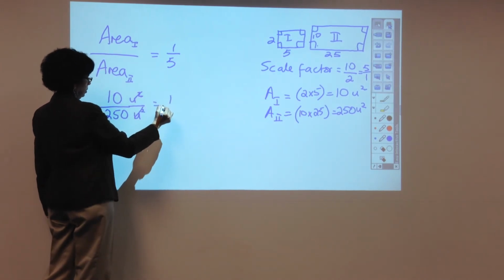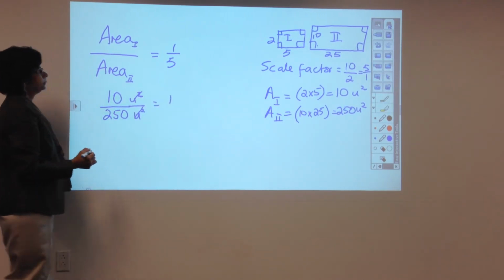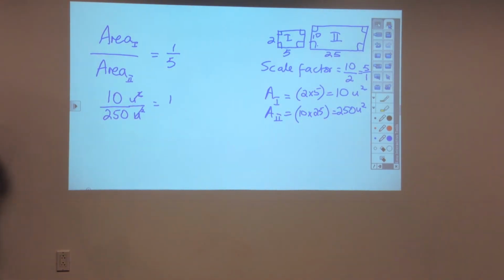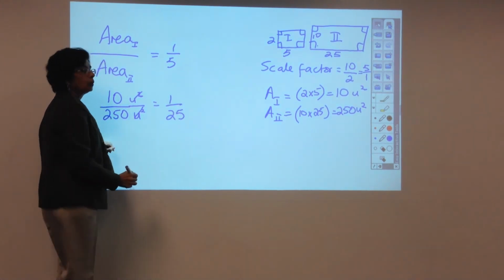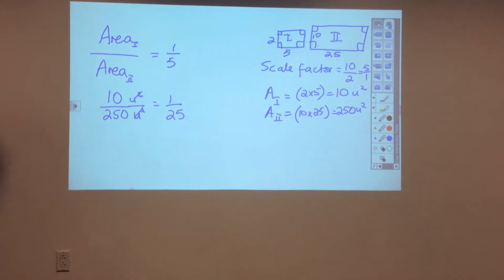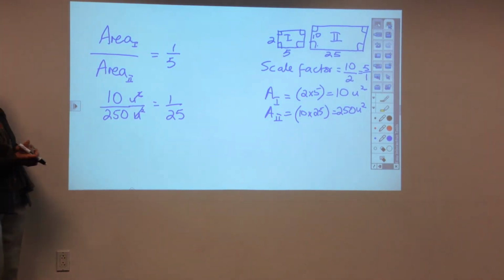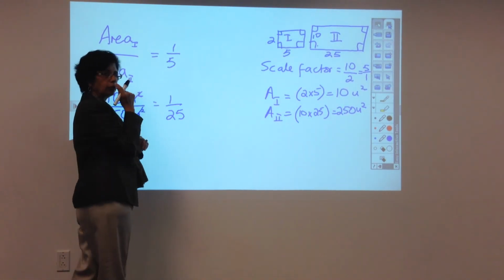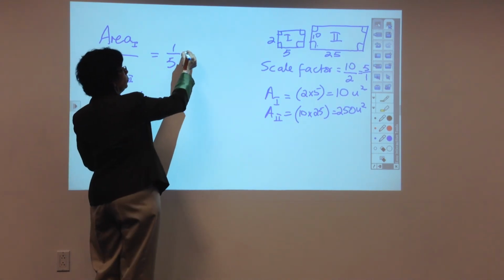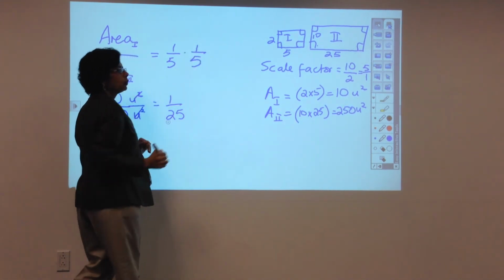Equals, does it equal 1 over 5, girls? Let's just see what it equals. What does it equal? 1 over 25. Well, what do you need to do to 1 over 5 to get 1 over 25? Multiply by 5. Should we multiply in the numerator or the denominator? How should we do that? Denominator. Would you agree this is 1 over 5 times 1 over 5?